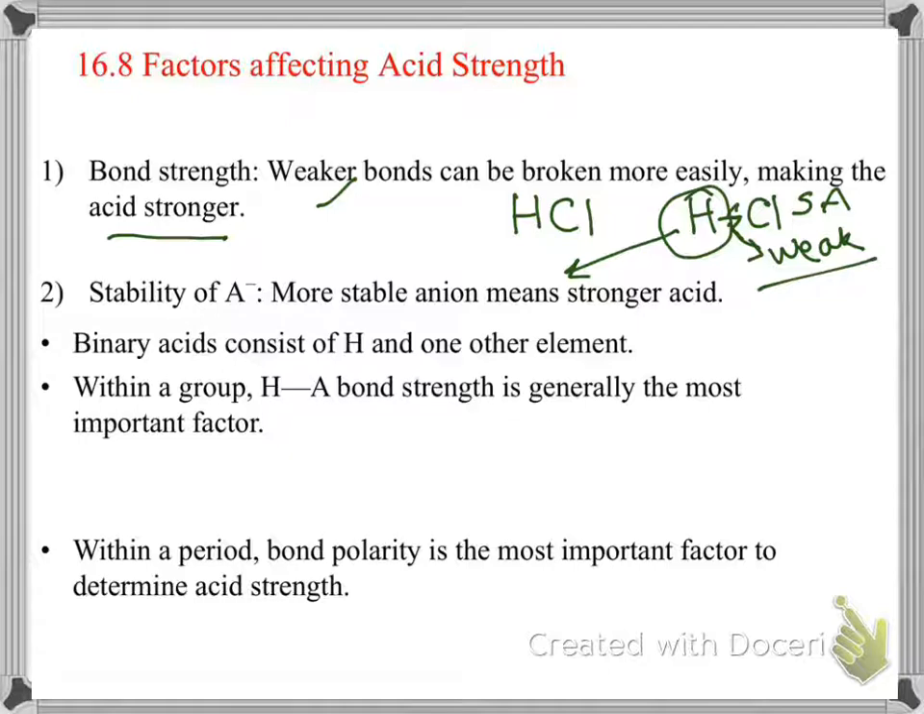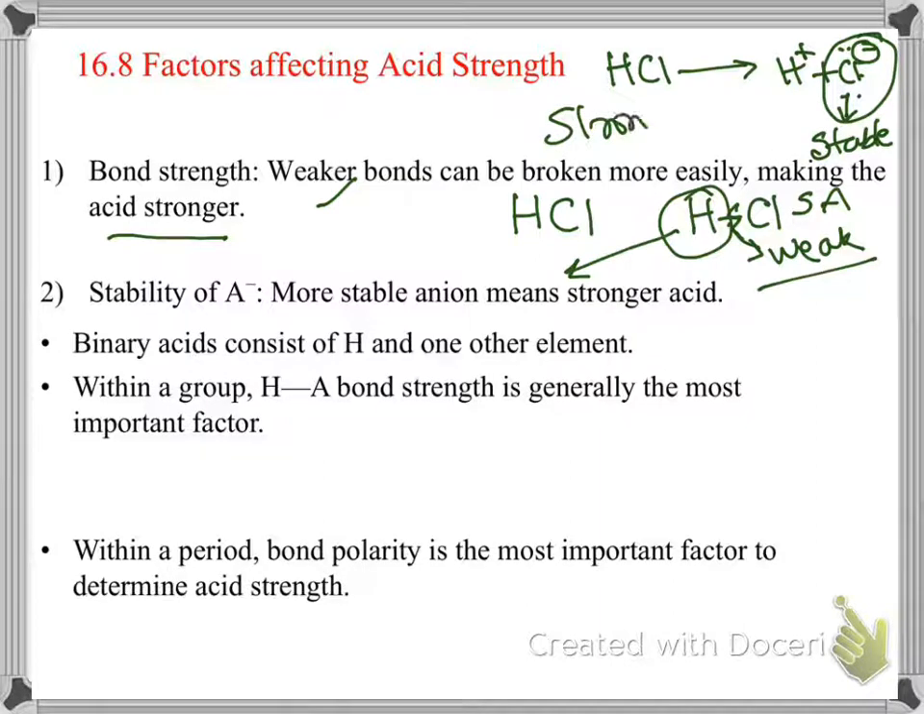Another way of saying it is, if you have a strong acid, let's say HCl again, it produces a weak conjugate base, which is Cl negative, and this weak conjugate base is very stable. So if something is producing a weak conjugate base or weak conjugate acid, then that is a strong molecule, whether it's an acid or a base.